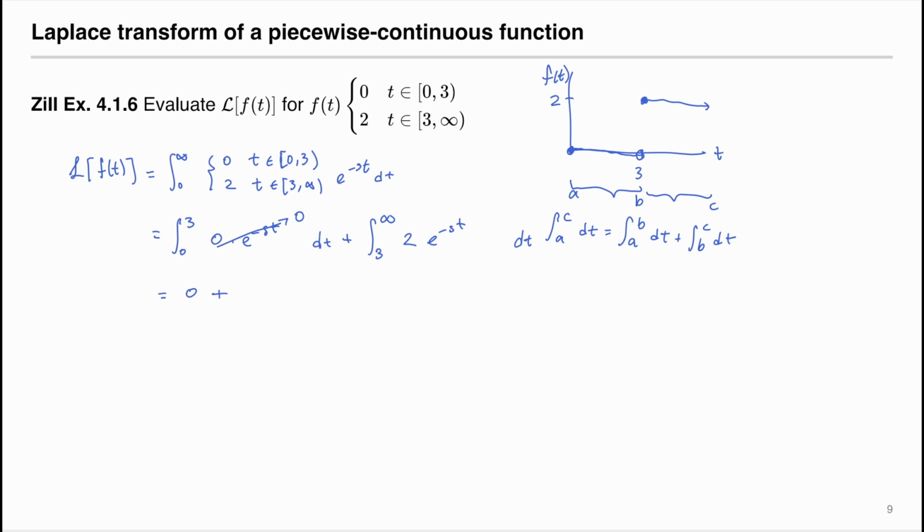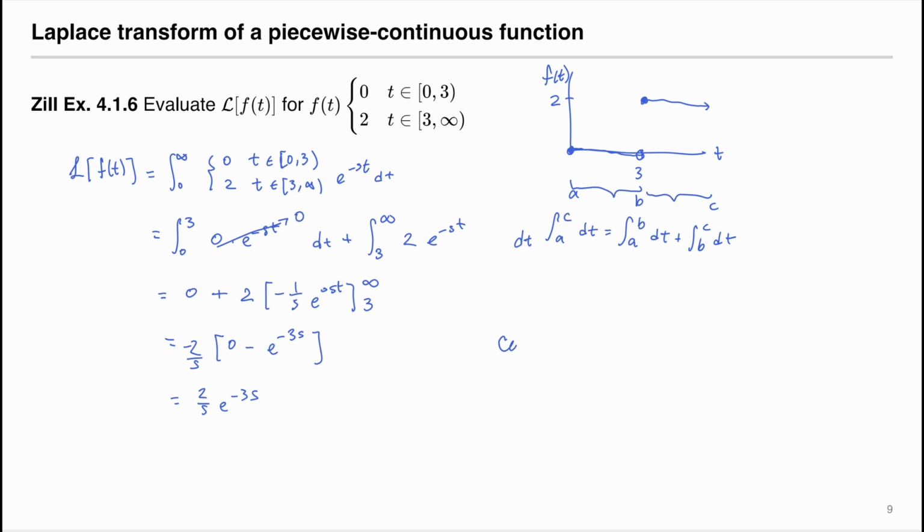So at the second part, 2 is a constant that we can take out, and then integrate e to the negative s of t, which is negative 1 over s, e to the negative s of t from 3 to infinity. And then negative 1 over s is a constant, so we can take it out. e to the negative infinity is 0, and then minus e to the negative 3s. And then reorganize this, the negative sign cancels out, and we finally have 2 over s e to the negative 3s.